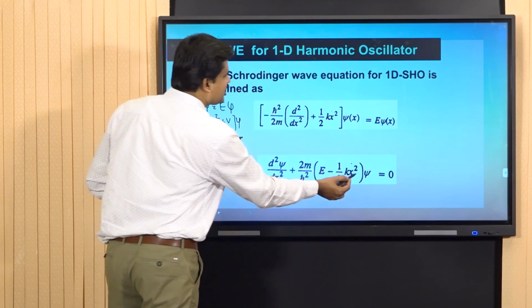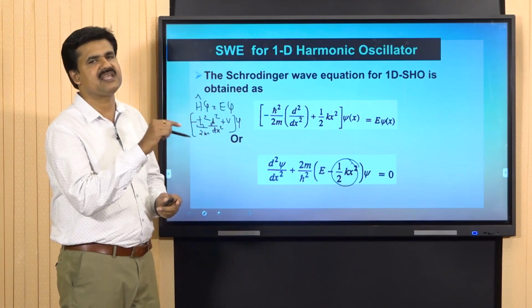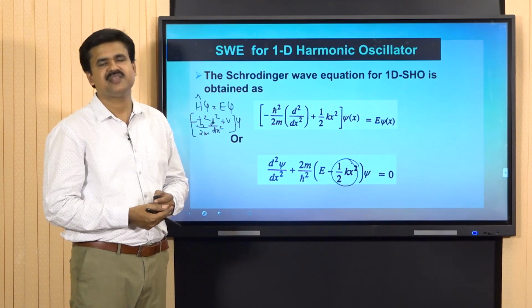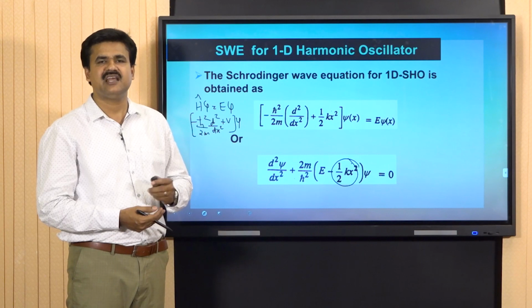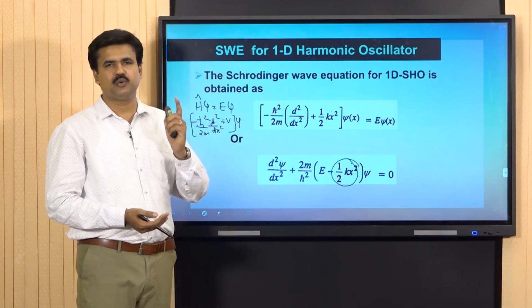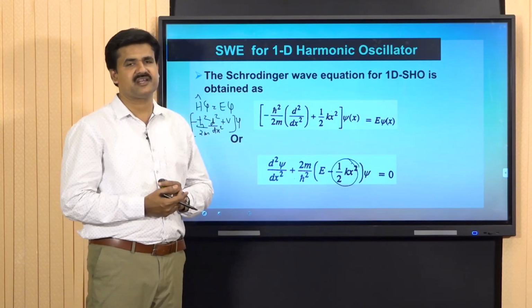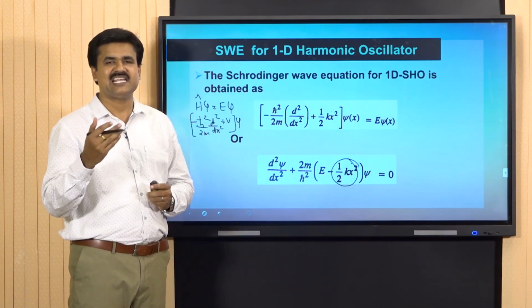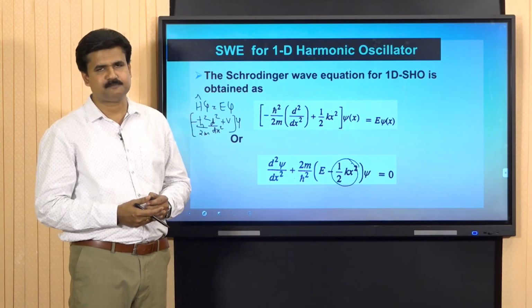It should be noted that the potential energy of the system is equal to half kx square, which we previously derived from Hooke's law. V x is equal to half kx square, that is the Hooke's law potential energy. So, this is the Schrodinger wave equation of the one-dimensional harmonic oscillator, and we have to solve this Schrodinger equation to get the final expression for energy as well as the wave function of the present system.